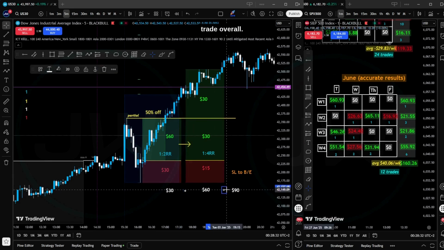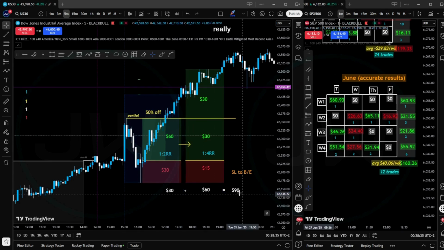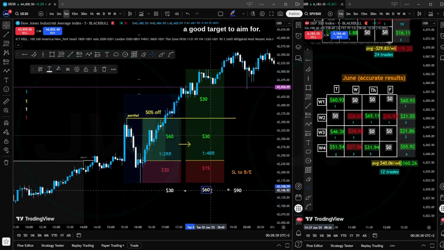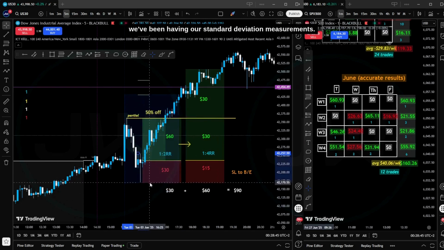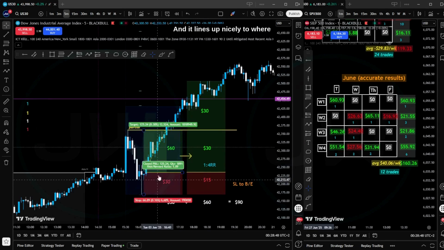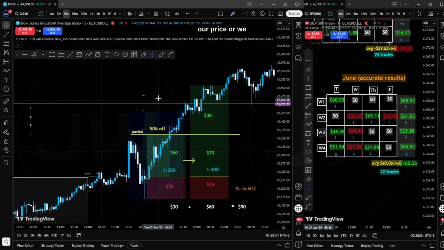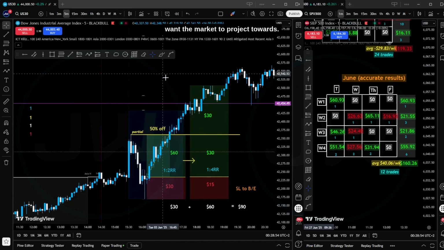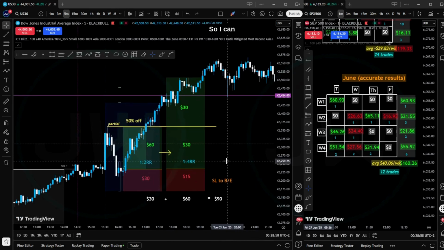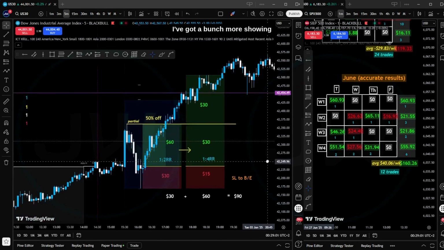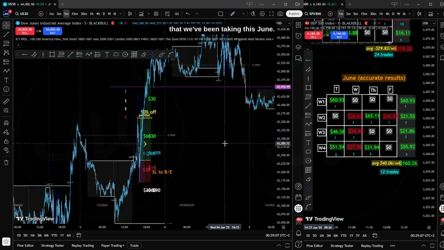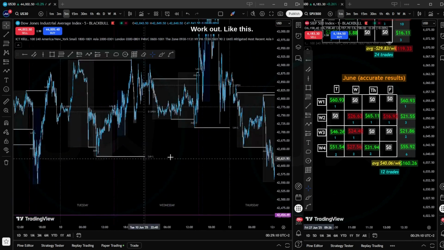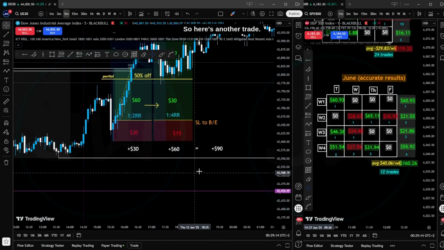trade overall. And I think that's really a good target to aim for, especially considering how we've been catching our trades. If you look at, we've been having our standard deviation measurements, and it lines up nicely to where we want our price, or we want the market to project towards. So I can show you another example. I've got a bunch more showing exactly how the rest of the trades that we've been taking this June work out like this. So here's another trade.